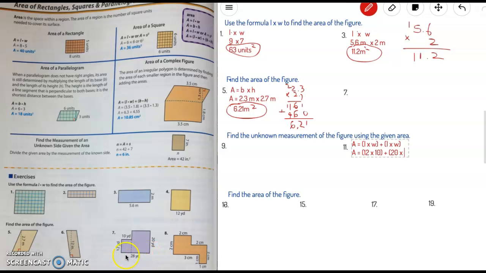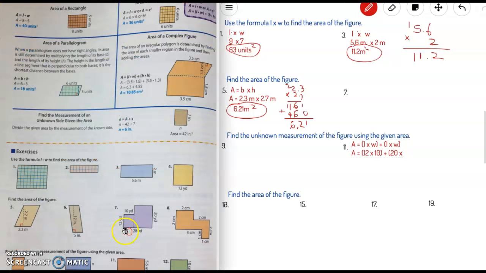It's not 28 because this entire thing is 28. So we should do 28 minus 10. Do you see why? Because we're going to kind of trim off this section, which is 10 yards. This is 10. And this whole thing is 28. So to find just this section, we're going to do 28 minus 10. Does that make sense? So that means the width is, what's 28 minus 10? 18. Very good.